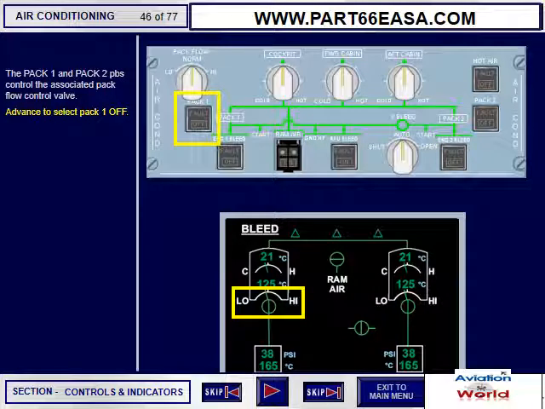The Pack 1 and Pack 2 push buttons control the associated pack flow control valve. Advance to select Pack 1 off. Pack 1 is now off and the valve is indicated closed.